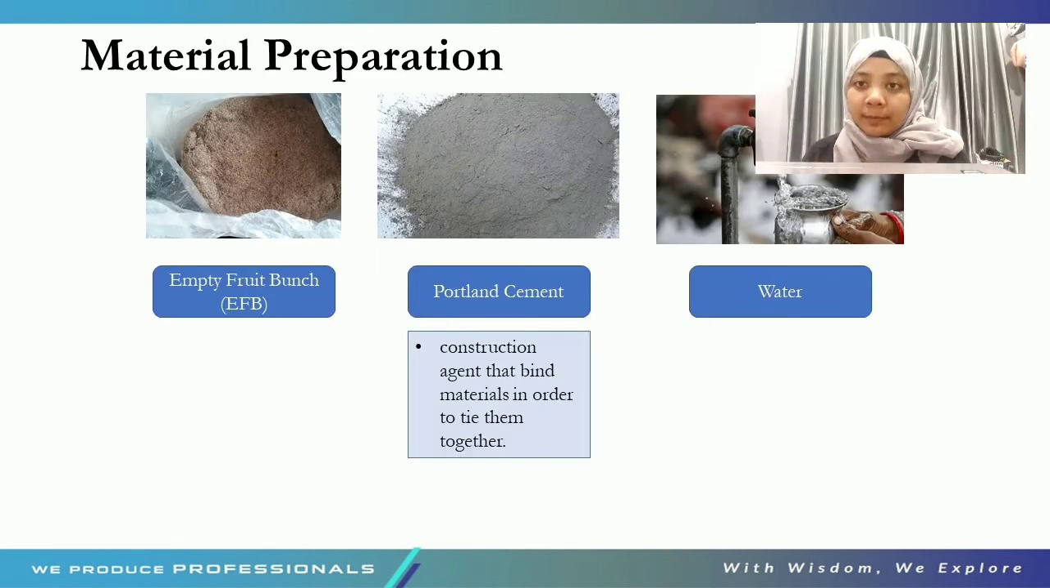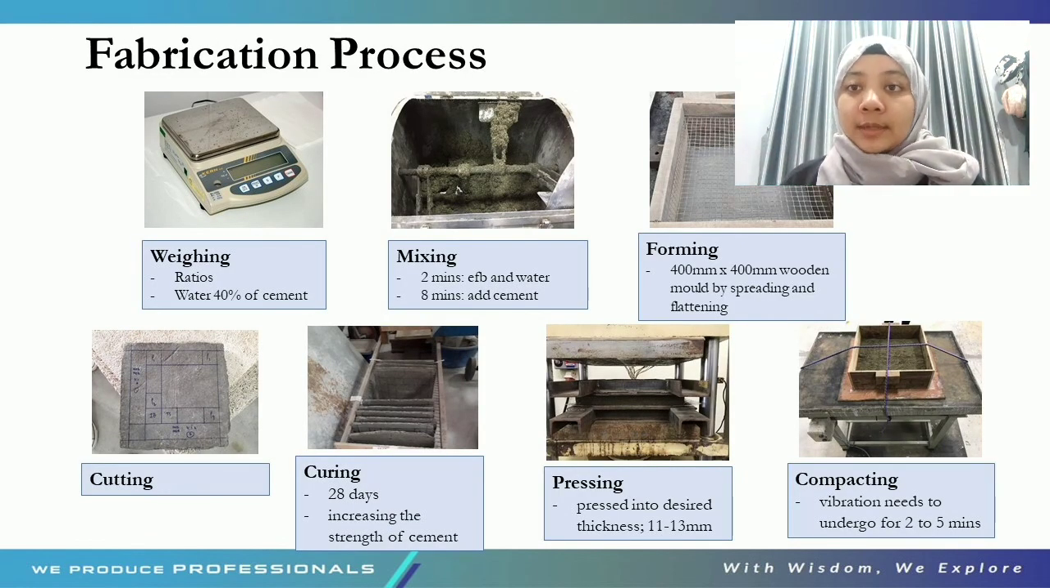For the material preparation, we need EFB, Portland cement, and water. Portland cement will act as an agent to bind the materials in order to tie them together. For the fabrication process, first we need weighing the ratio of cement and EFB, and the use of water is 40% of cement, because concrete with higher water cement ratio leads to cracking and shrinkage.